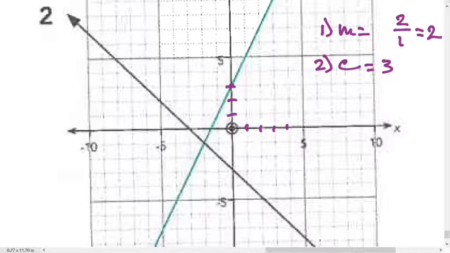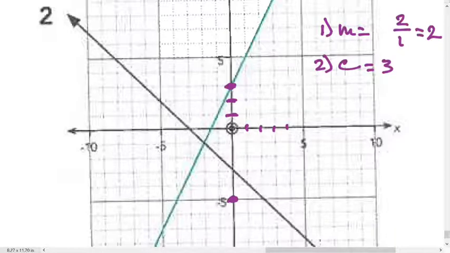Wait, sorry, can you repeat that again? Right? Here's where the green line is crossing the y-axis. Do you agree? And to get there, we just had to go up what? 3. So c is 3. What if it had been down here? It means you'd gone down 5. So c would be negative 5.